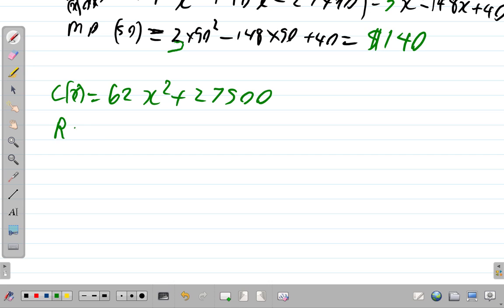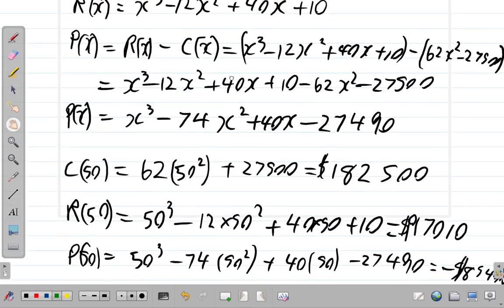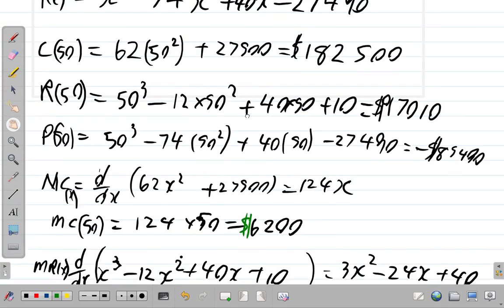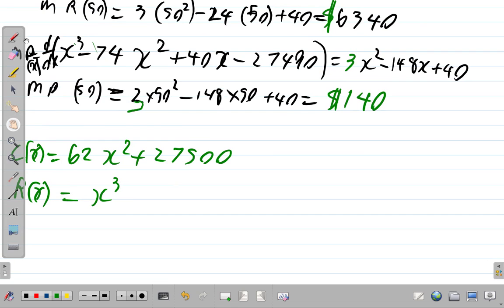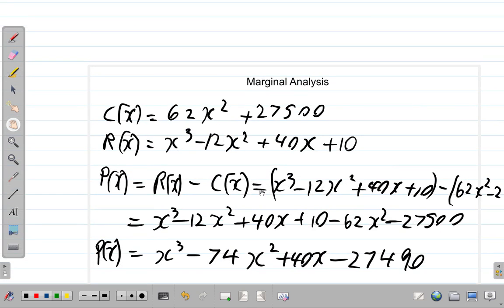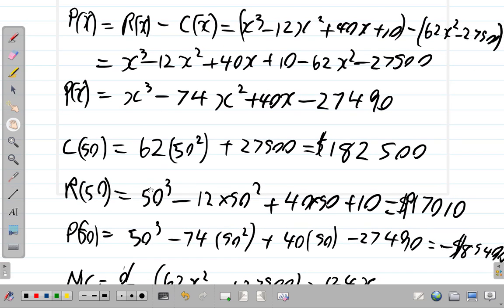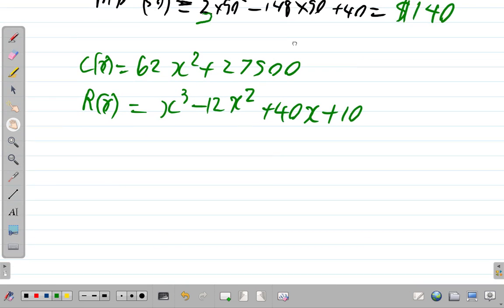Then we had Rx. What was Rx again? I remember it started with some type of x cubed thing, but let's look back at it. The revenue from selling x items: x cubed minus 12x squared plus 40x. Was there a plus 10 there? I think there was a plus 10.